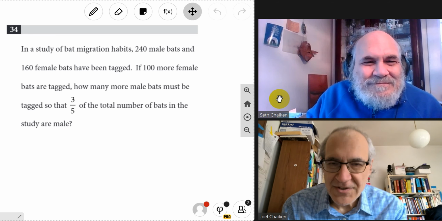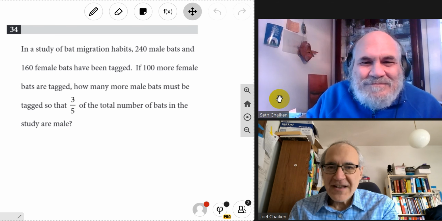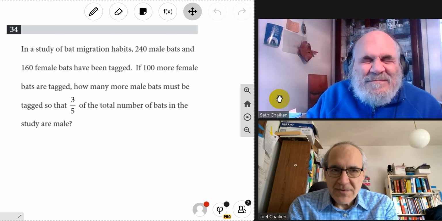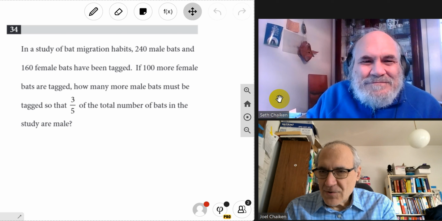Here's an SAT math question from a calculator section. We actually have to get the answer. This is not a multiple choice question. So it's obviously a word problem.